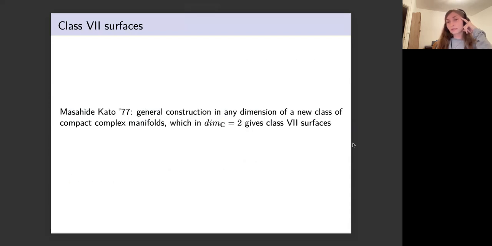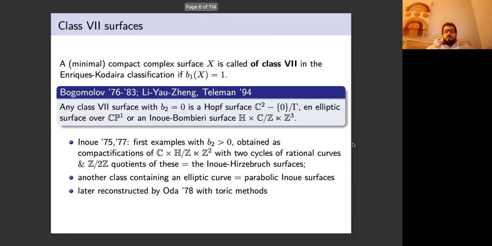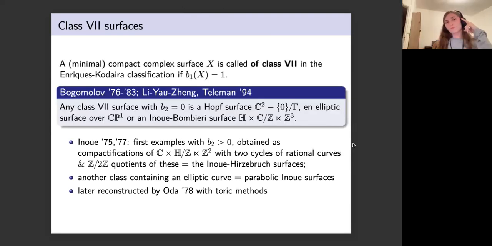Can you say what you mean by minimal in the first slide? Yeah, minimal means that they are not blow-ups of some other surfaces. So they contain no minus one curve, so no exceptional curve.